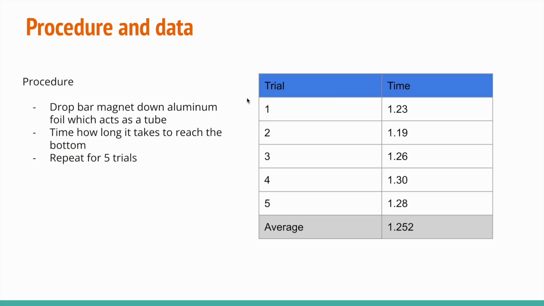So here's the procedure and some of the data I collected. I did the experiment by dropping the bar magnet down the aluminum foil, which acted as a tube, and then I timed how long it took for the magnet to reach the bottom. I did this for 5 trials. I found that the average time was 1.252 seconds.